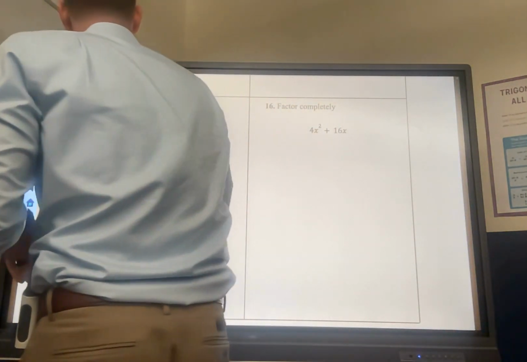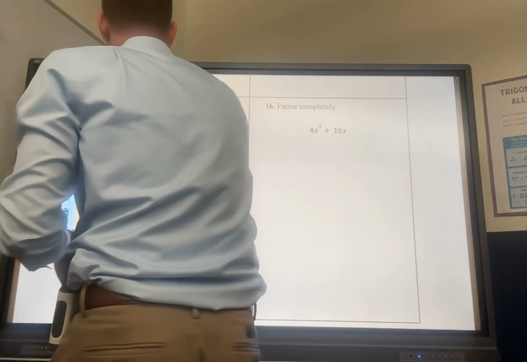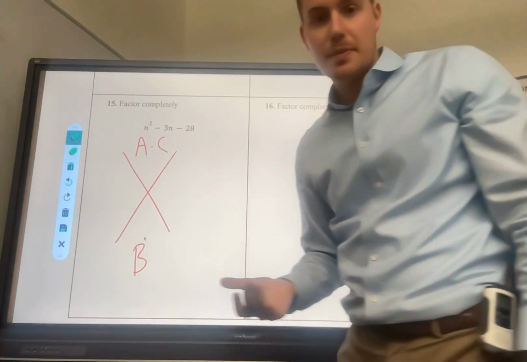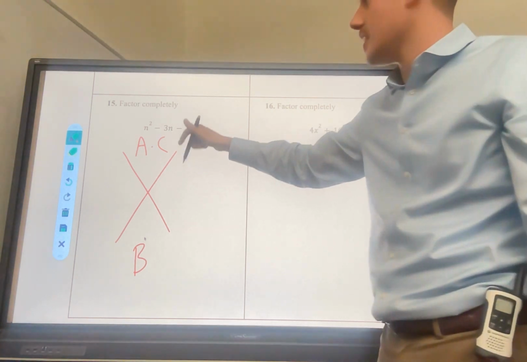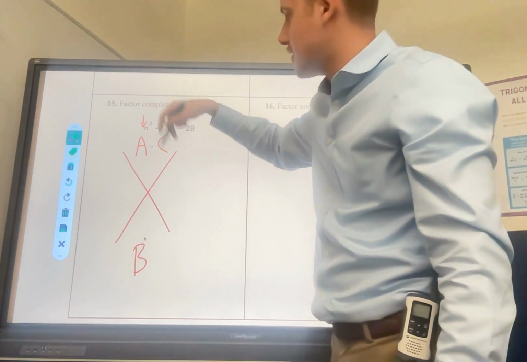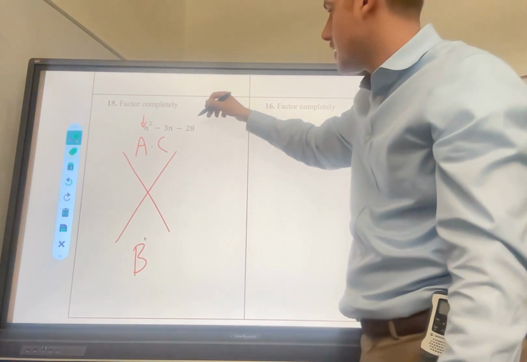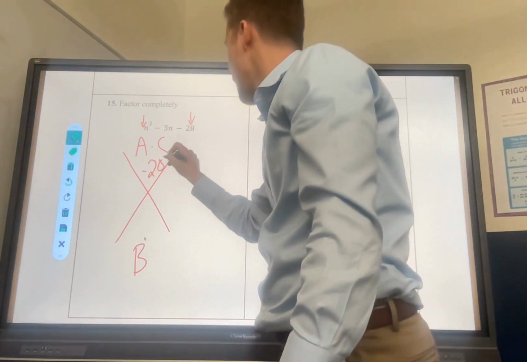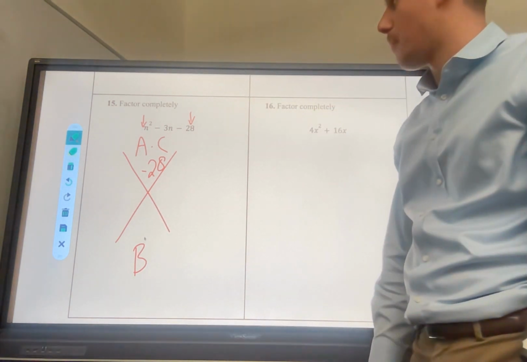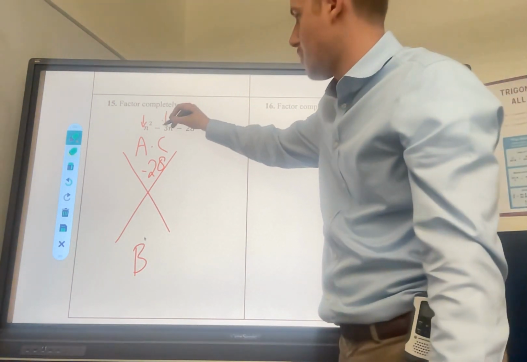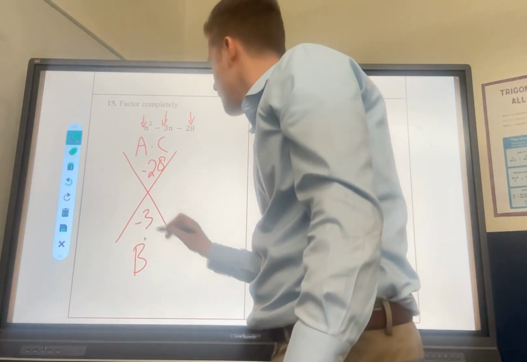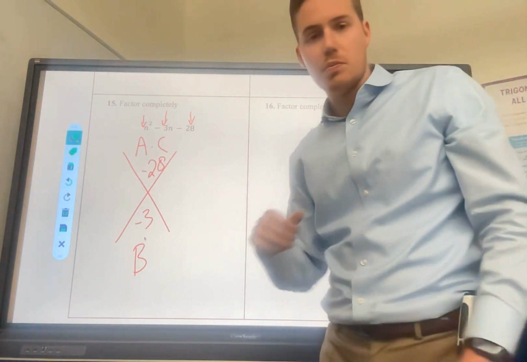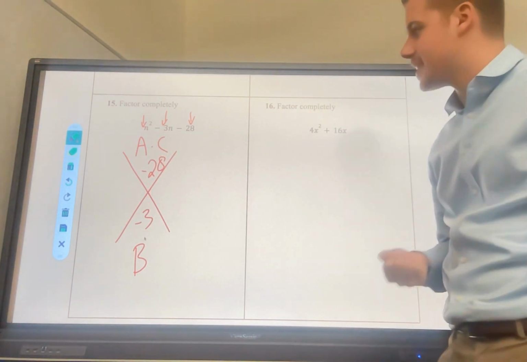All right. So remember what our X method tells us to do. It says A times C, that's A is our term right here, in this case it's 1, times our C term, in this case negative 28. And then B for our bottom term, in that case it's negative 3. And so what we're looking for when we're factoring this is what two numbers multiply to negative 28 and add to negative 3.